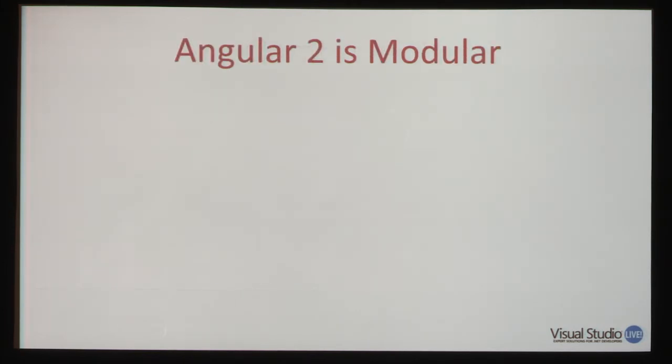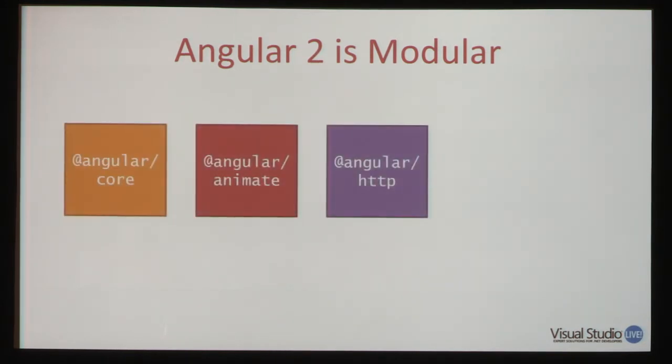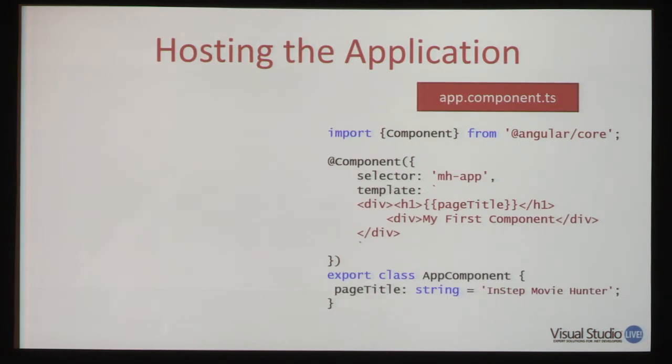Okay. Angular 2 is modular, so you can think of Angular 2 being set up just like our System namespaces are. Again, System.ComponentModel, and so on. We've got Angular core, animate, HTTP, router, and so on. So again, it's very conceptually similar. So how do we host our application?